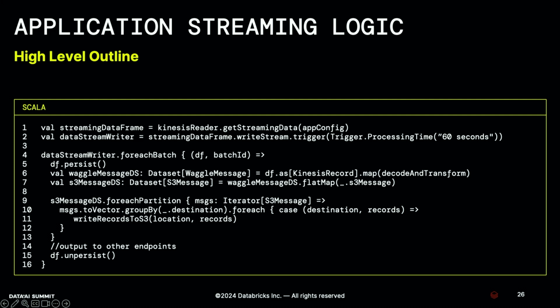This strategic use of foreachBatch and foreachPartition with group by destination enables us to significantly increase the number of records we put into each S3 object. This decreases the number of S3 objects outputted and the associated overhead, which increases performance, reduces cost, and highlights an important benefit of the microbatching paradigm used by Spark Structured Streaming.